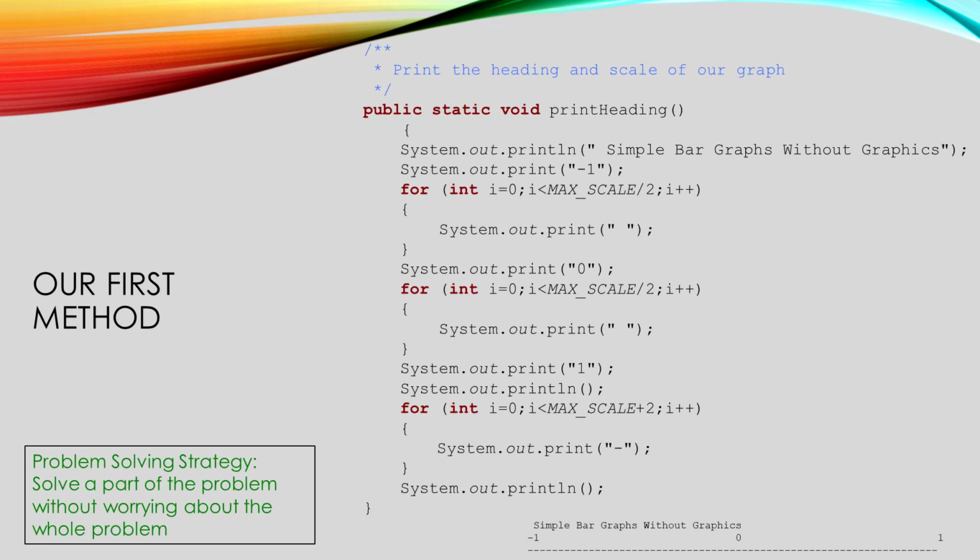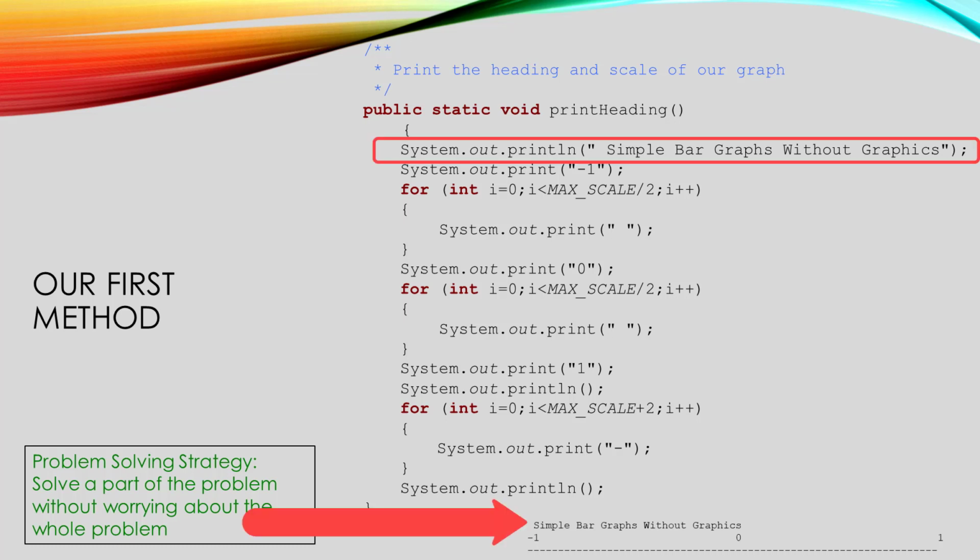One strategy to manage that complexity is to solve part of the problem without worrying about the rest of it. So let's start by writing a method that prints out just the heading at the top of the graph. You can see it down at the bottom of the screen here. The first line of the output is pretty easy. Just print out the title of the graph.